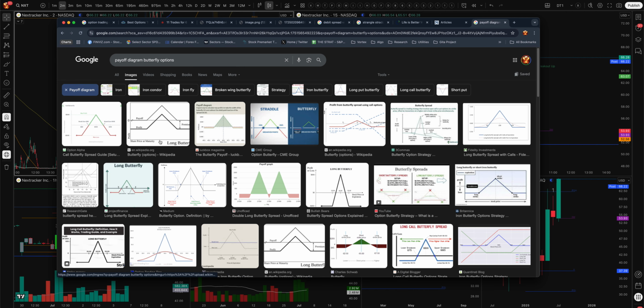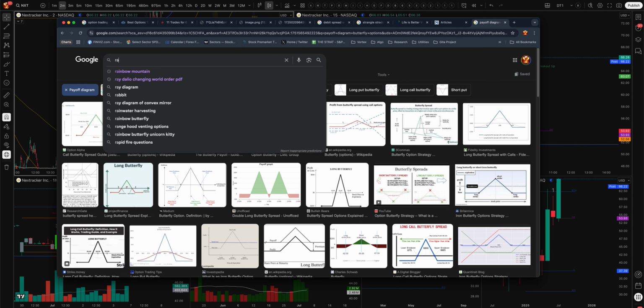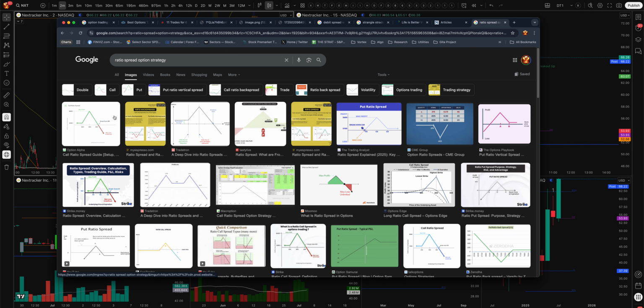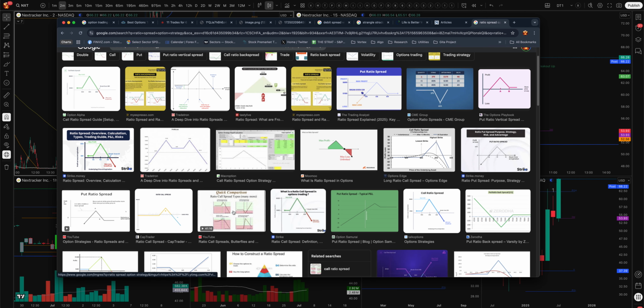I can also do ratio spreads. A ratio spread is an interesting, very high credit spread, and then I can protect it by turning it into a butterfly. All I do is buy one more leg on a ratio spread, and I've now butterflied it, capping my potential loss.